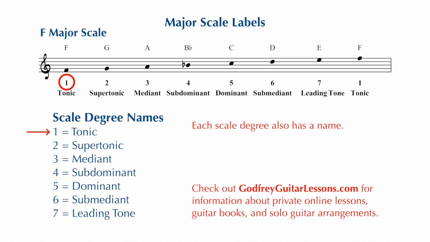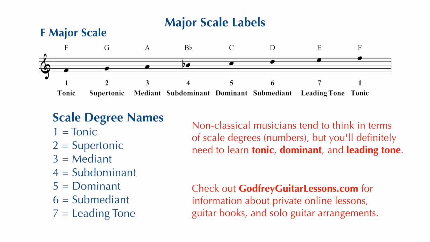The first scale degree is the tonic, second scale degree, supertonic, then mediant, subdominant, dominant, submediant, and leading tone, and then we're back to our 1, so that is the tonic again. These labels tend to be more important for classical theory. Most non-classical musicians think of scale degrees in terms of numbers.